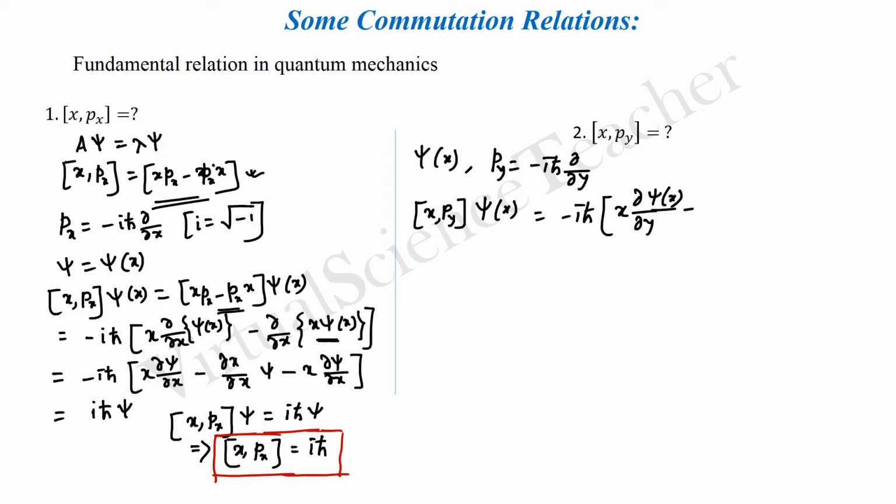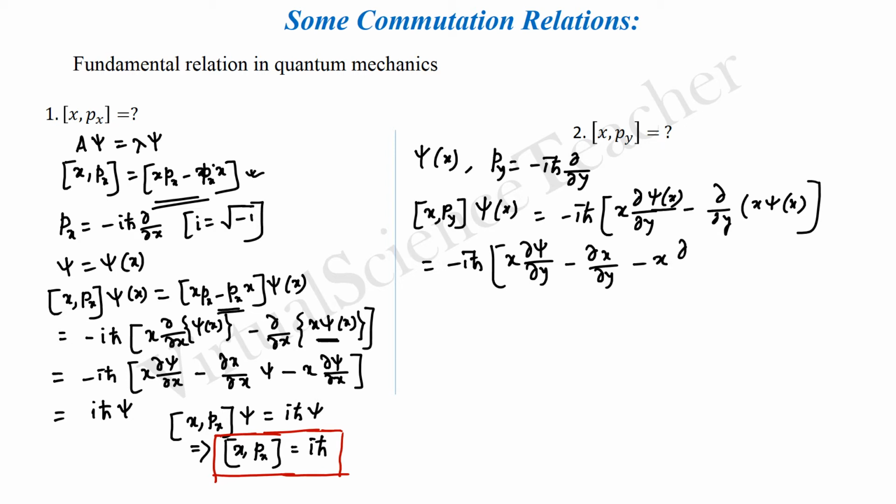minus del by del y of x psi of x. Now, the interesting case: psi of x is a function of x only. So if I perform the partial differentiation of psi of x with respect to y, this will give us 0, and del x del y will also be 0. So I am writing this again: x del psi del y minus del x del y minus x del psi del y equals 0.